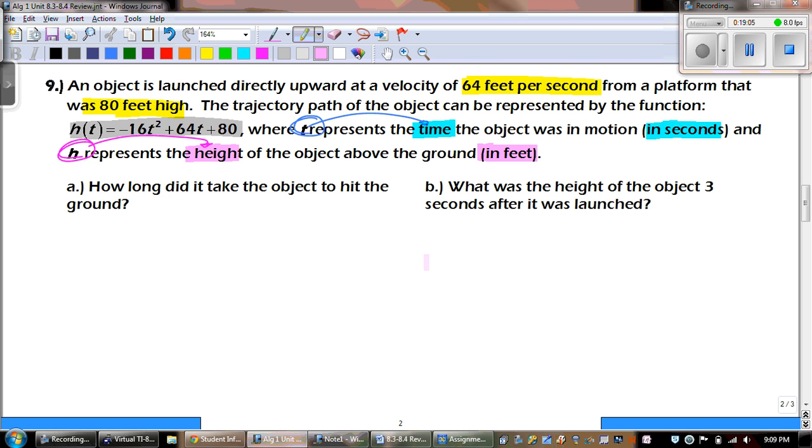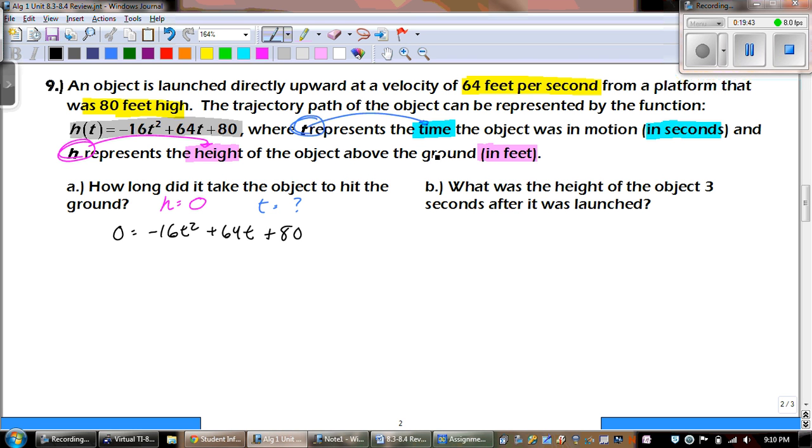So how long did it take for the object to hit the ground? So once again, we worry about what is our height and what is the time. So they want to know how long did it take. They're asking about the time, and when it hit the ground, well, it hit the ground at 0. So our equation would be 0 equals -16t squared plus 64t plus 80.